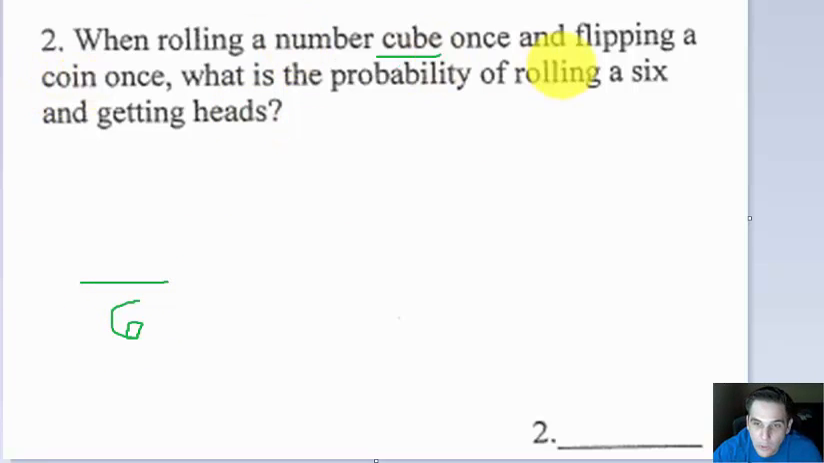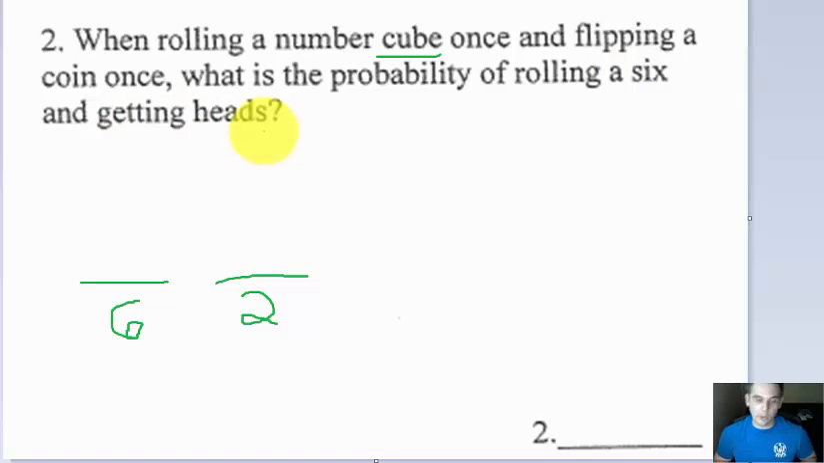And we're going to flip a coin. So, okay, we got 2 actions going, so 2 fractions. The first one has 6 choices. The second one only has 2, right? Flipping a coin. Heads, tails, no other options. So what is the probability of rolling a 6 and getting heads? So now they're mixing it up. We're not just rolling dice.